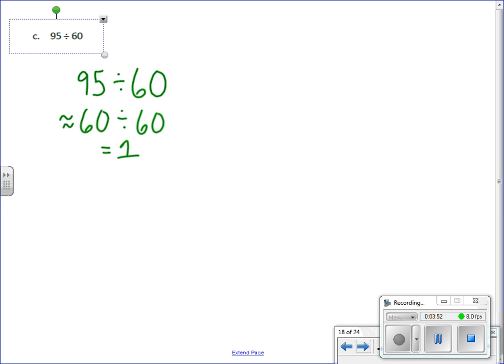We're going to take the 95 and put it inside our division house, and we're going to put the 60 on the outside. 60 goes into 9 0 times. We put that 0 above the 9. 0 times 60 is 0. We're going to subtract now. 9 take away 0 is 9. And we're going to bring down the 5.